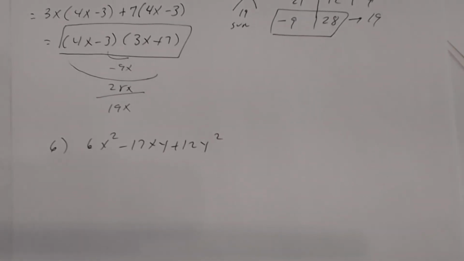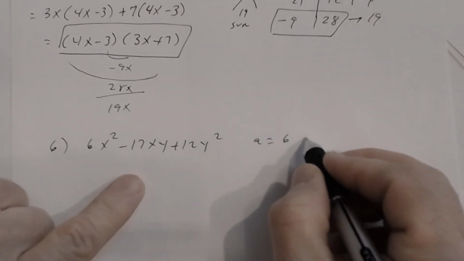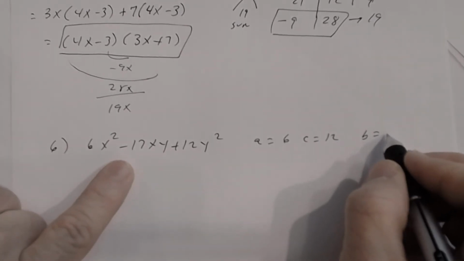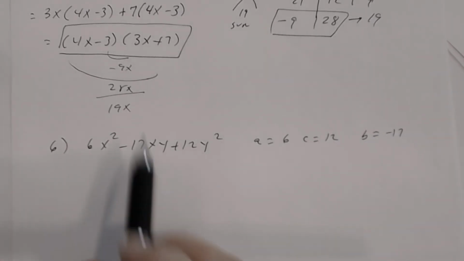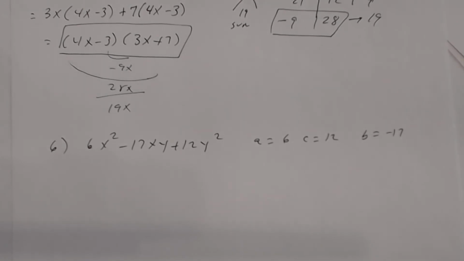All right, now I have 2 variables here, and that's okay. I can deal with that. I'm still going to use the AC method with this. Okay, so you have the x and y's here. All right, so A is 6, C is 12, and B is negative 17. All right, so just make sure it's in standard form.